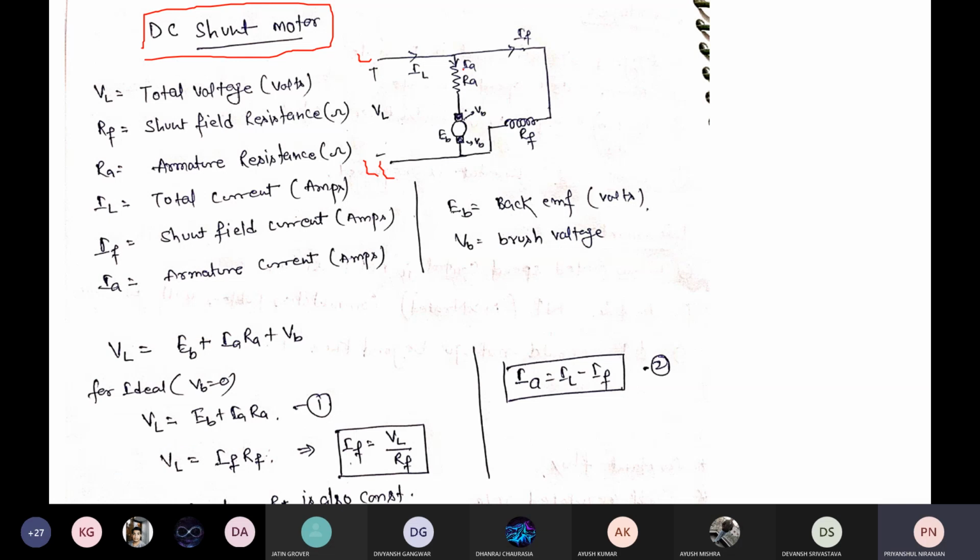So I am using the field winding, and this is called the field winding. This one is the armature winding. Okay, armature winding.